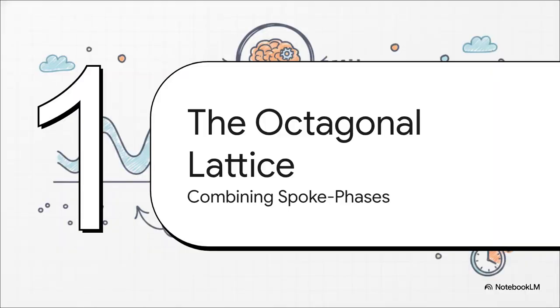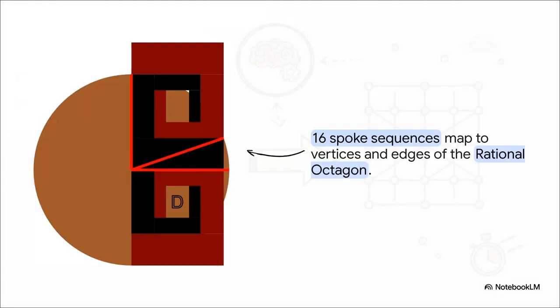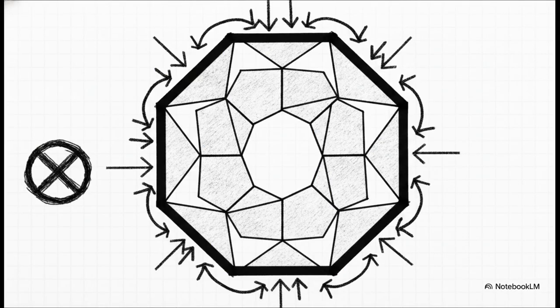Section 5, the octagonal lattice. Let's see what kind of shape naturally emerges when we lock these 16 spoke faces together. When you interleave those point Z corner sequences and the line Z edge sequences together, it is a thing of beauty. They perfectly align to form the 8 primary vertices and 8 primary edges of a rational octagon. This specific mapping establishes the octagonal scaling horizon.